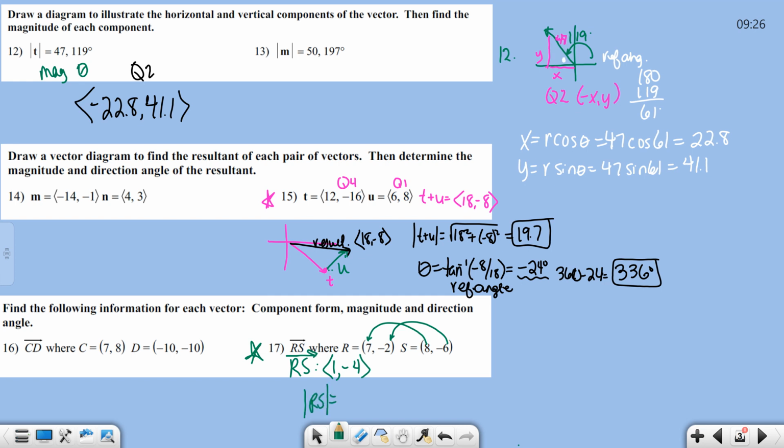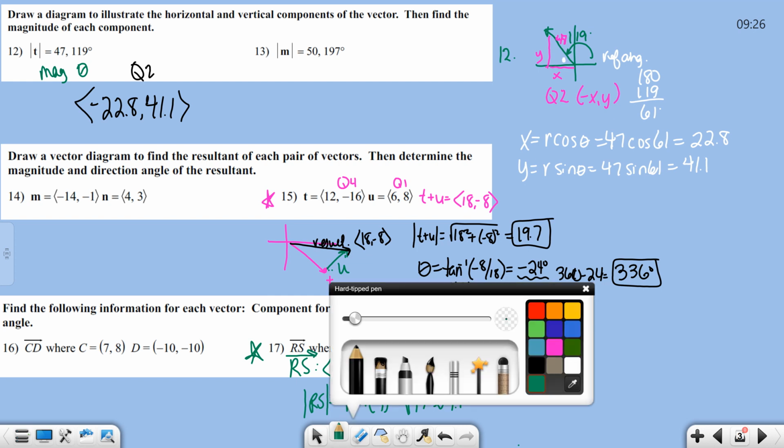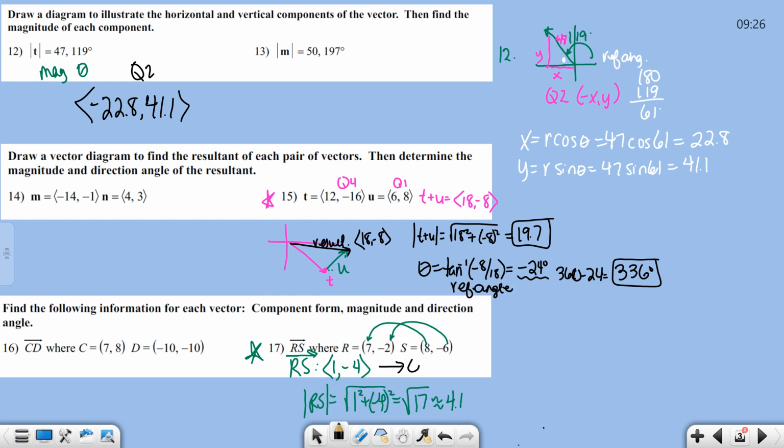Its magnitude is going to be the square root of 1 squared plus negative 4 squared, which is the square root of 17. That's a little bit bigger than 4. It's about 4.1, give or take. And then look at where your vector lands. It's 1, negative 4. Okay, so that tells me that we are in quadrant 4.